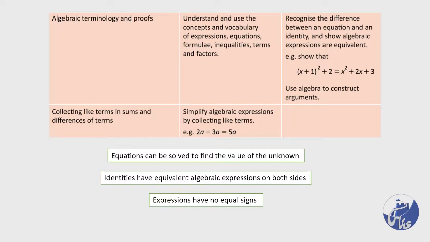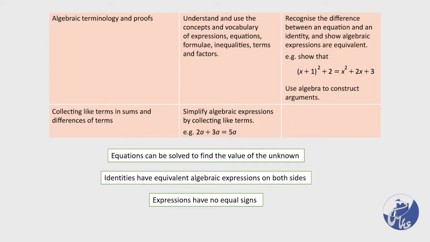But expressions will not have an equal sign. It will be a collection of terms. There will be no equal sign with them. Equations you will be able to solve, so you'll be able to get an exact value for the given unknown. A formula, that is likely to have multiple unknowns in it, and it's going to link to something quite practical. So it's usually going to be something like the area of a circle.